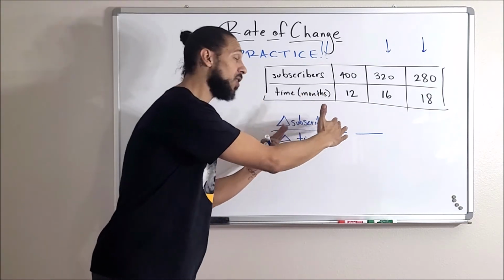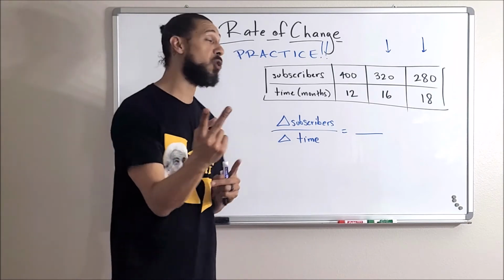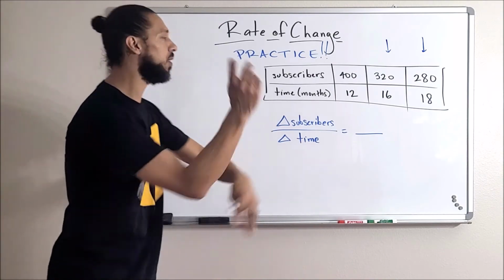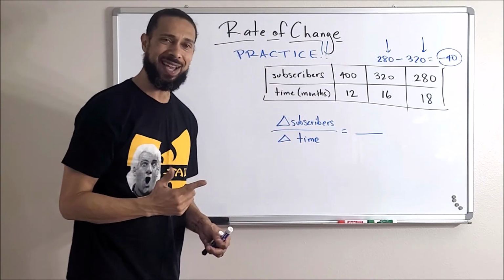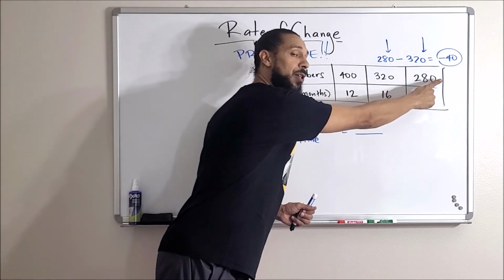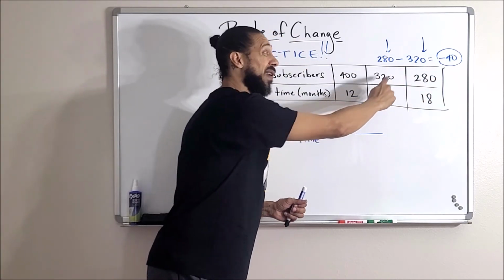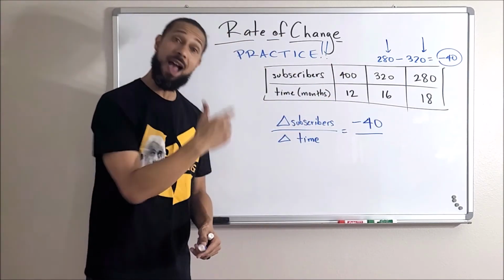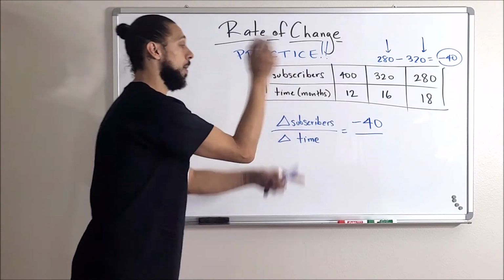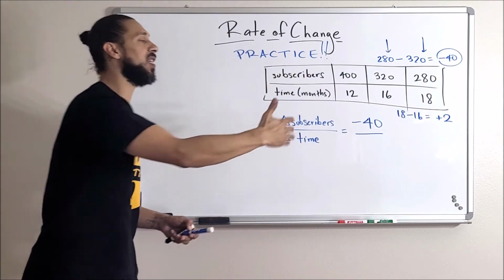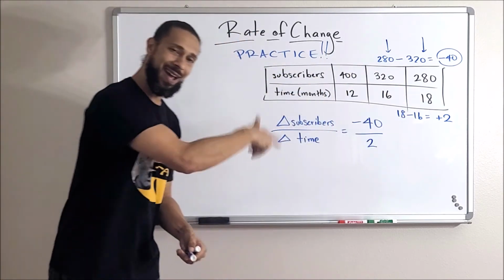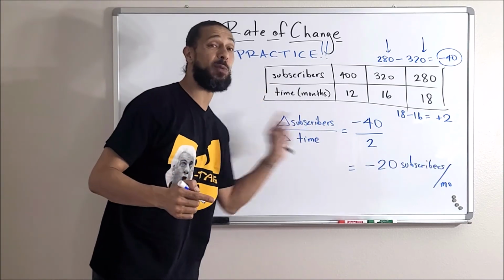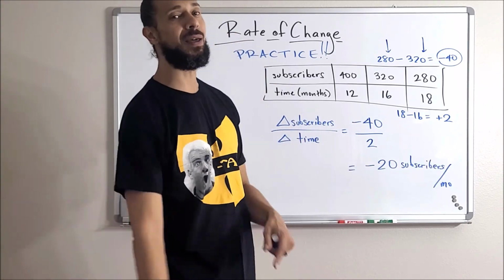My change in subscribers over the change in time. Now remember, we gotta pick 2. There I picked 2. Now over those 2, how much did my subscribers change? They went down by 40. And notice, to get that change, I did the final minus the initial, or the end minus the beginning, to get the difference, to get the change, down by 40. Over how much time had passed? +2 months, because my time went up by 2. That's exactly right. Now we just do some simple division. And it turns out I'm losing. I'm going down by 20 subscribers every month.